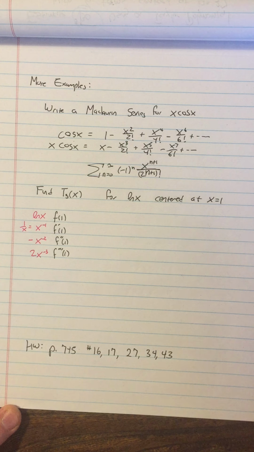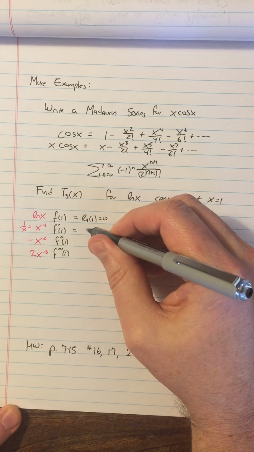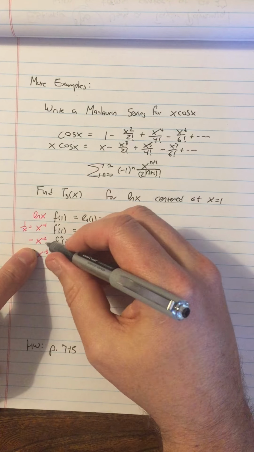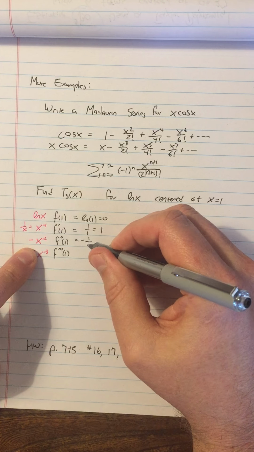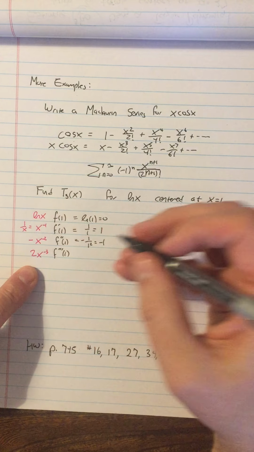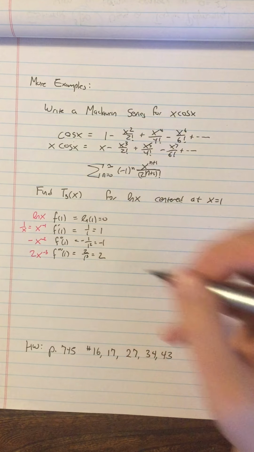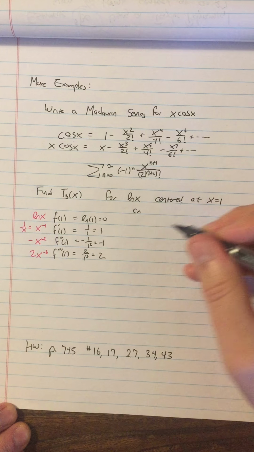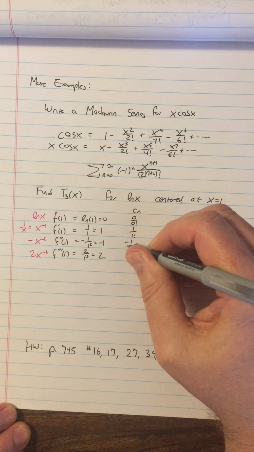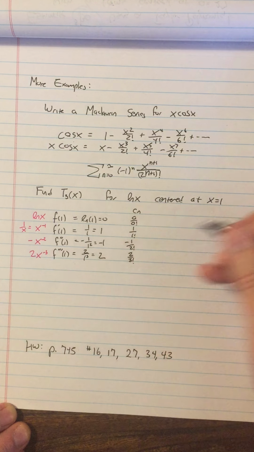All right, so f of 1 is ln of 1, so we know that's 0. F prime of 1 is 1 over 1, so that's 1. F double prime of 1 is going to be negative 1 over x squared, so that's negative 1 over 1 squared, so that's negative 1. And then f triple prime of 1 is 2 over 1 cubed, so that's just 2. So there's my coefficients. I need to get the c_n by dividing everything by the factorials. So I have 0 over 0 factorial, 1 over 1 factorial, negative 1 over 2 factorial, and 2 over 3 factorial.